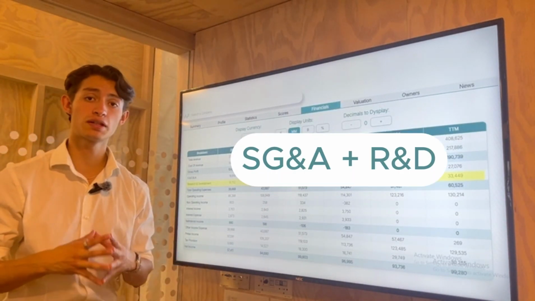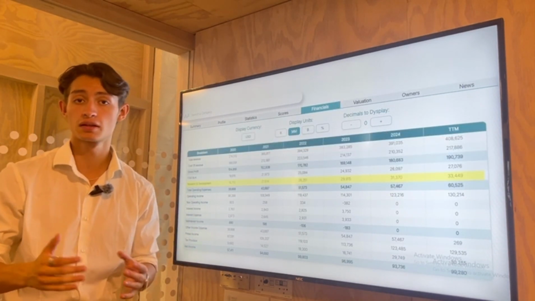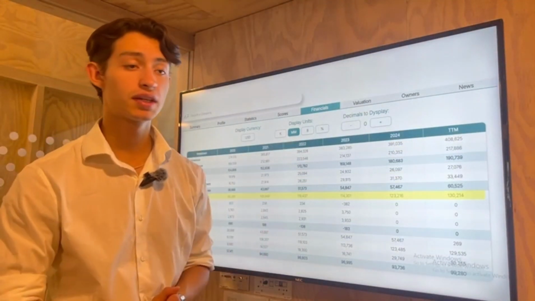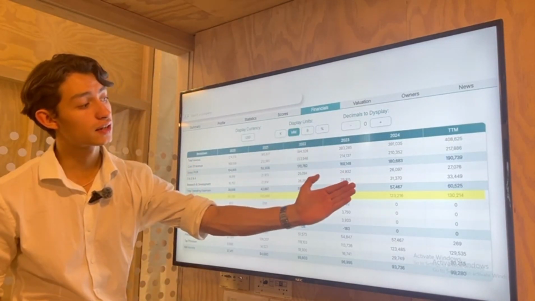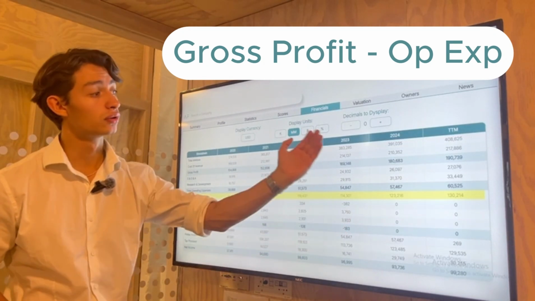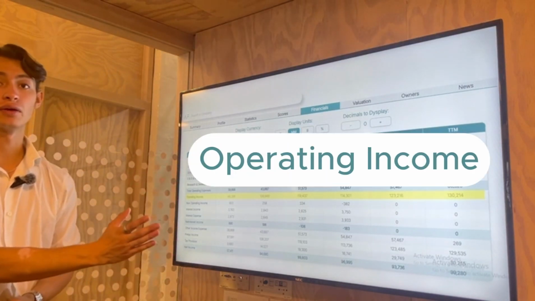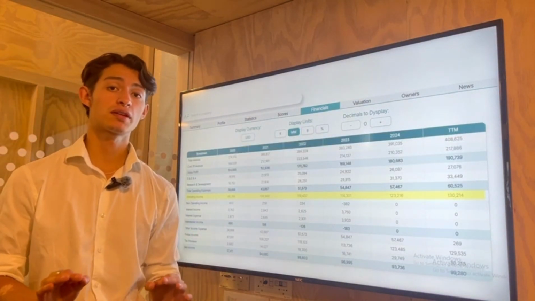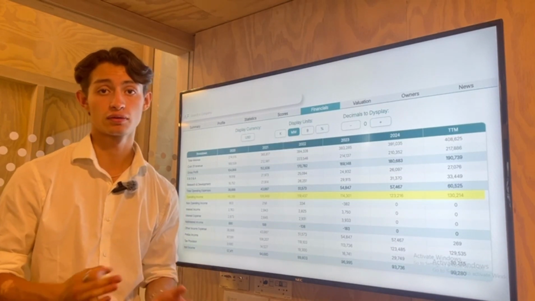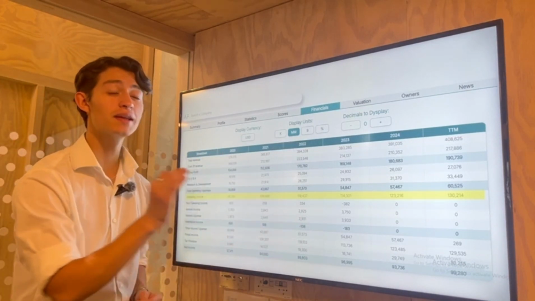These 2 expenses combined will give us the total operating expense, which is the expenses that the company has to make in order to sell their products or develop them. After summing up these expenses, we can see that Apple had $57 billion in operating expenses. If we subtract these $57 billion from $180 billion of gross profit, we get the operating income. This line is very important as it will show us if the company is actually profitable from its operations or not. In this case, we can see that in 2024, Apple made $123 billion.